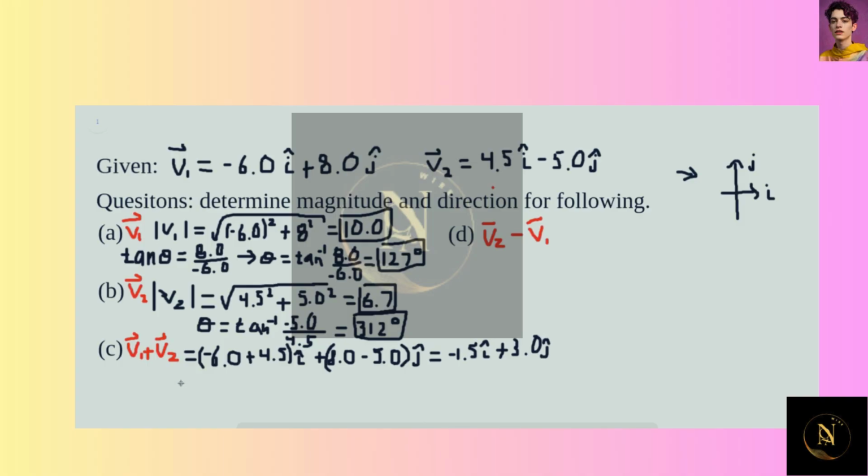Okay. So now we can determine the magnitude of V1 plus V2. And same as before, it's the square of both sides that make up V1 plus V2. So it's the square of 1.5. Square of a negative number is a positive number, so we can just write it as the positive version. 1.5 squared plus the other one, which is 3.0 squared. And this comes out to be 3.4.